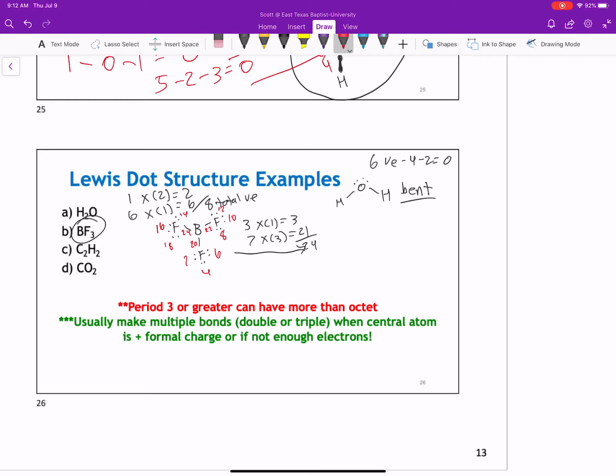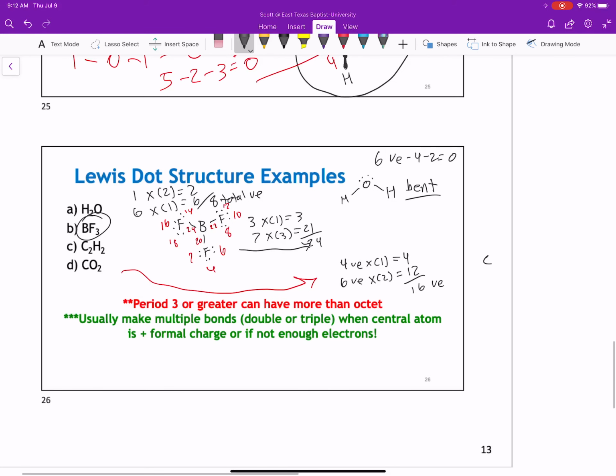Okay, and so let's finish off with CO2 because that's a little bit tricky. We'll go over here for CO2. So let's determine the total number of valence electrons. So carbon would be 4 valence electrons times, and there's only 1 carbon, equals 4. Oxygen has 6 valence electrons, and there's 2 of those, 12. So we should come up with 16 total valence electrons. Now let's pick our central atom, C. Let's put O's around it.